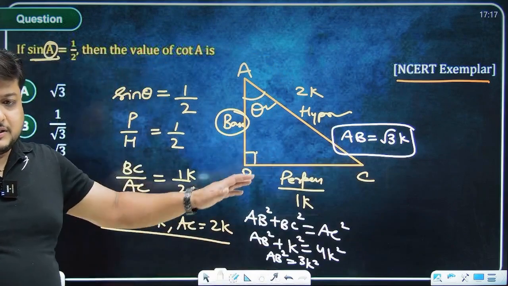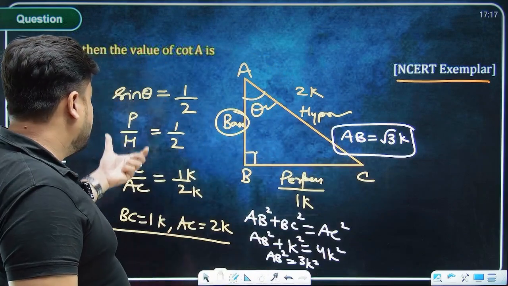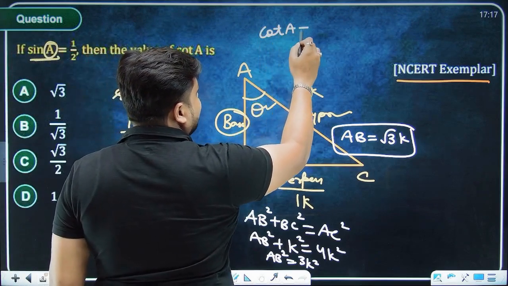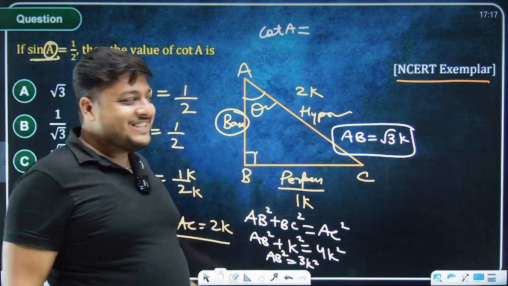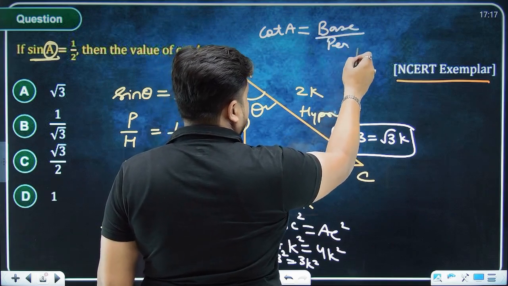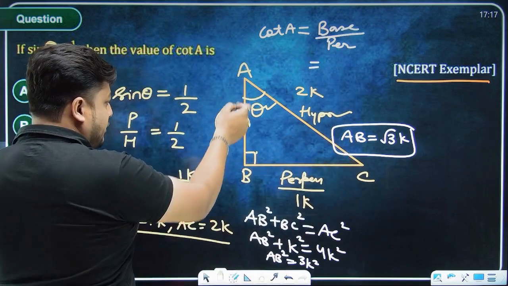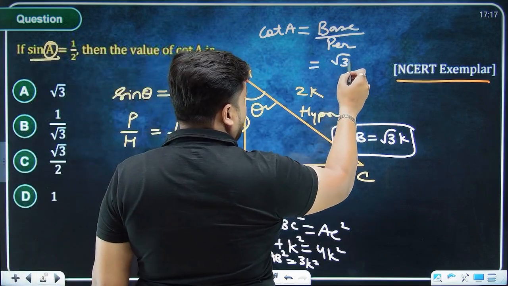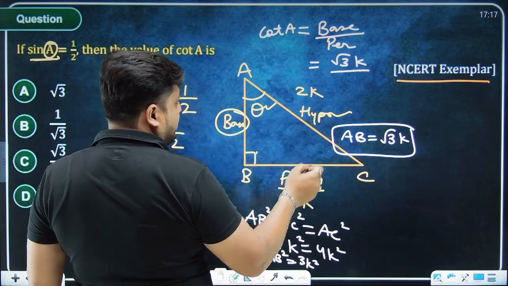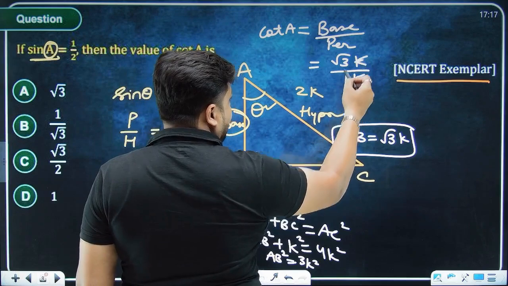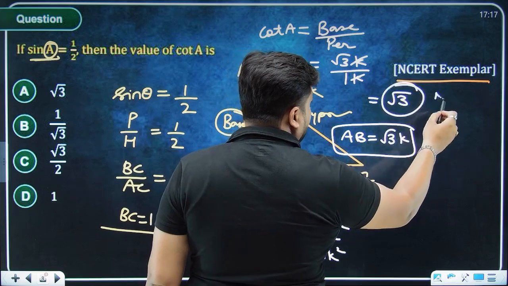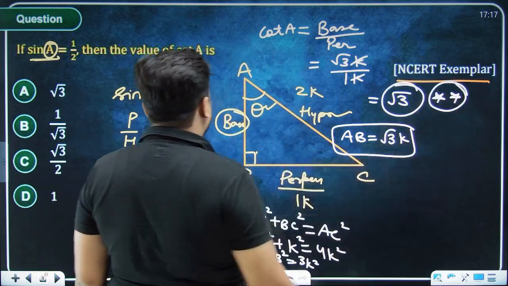Now we know all the three sides of this triangle because two sides were already given. We have to find out cot A. This is the reciprocal of tan. All of you know this, right? So it will be base upon perpendicular. So what is the base here? It was AB. It is root 3K. And what is the perpendicular here? The perpendicular is 1K. K and K will cancel out, so it will be only root 3. Got it? So root 3 is the right answer.